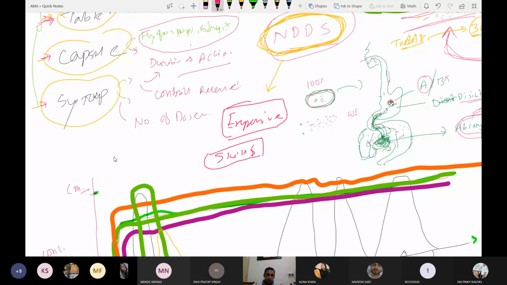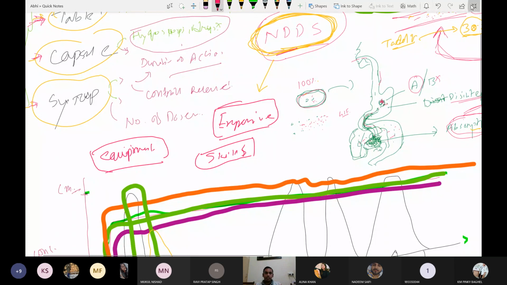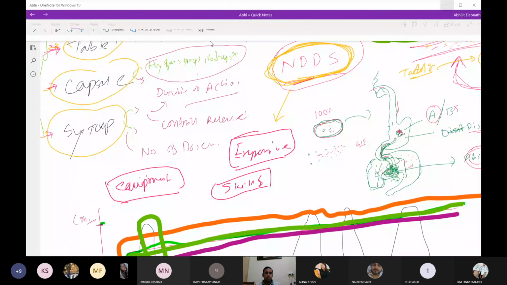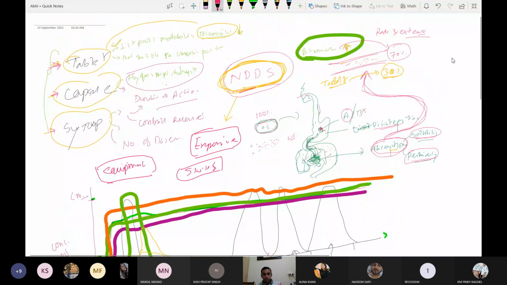Then equipment. You need good equipment so that you can make such formulations. So you should always remember that everything has some advantages and everything has some disadvantages. Whatever thing there is in the world, everything has some advantages and it will also have some disadvantages. So that's it from my side for today.